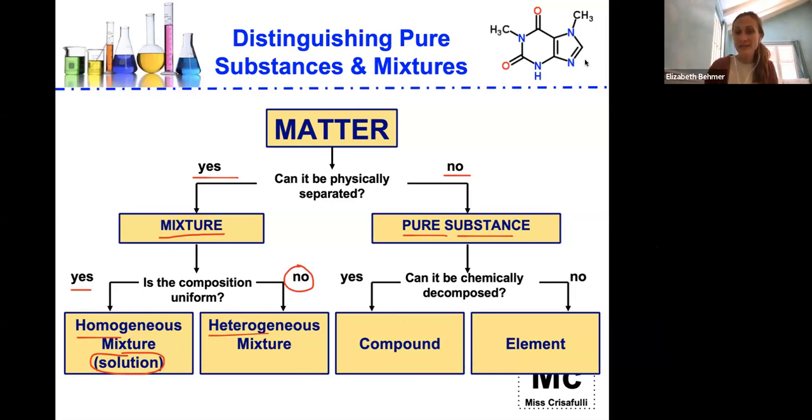A pure substance cannot be physically separated. Can it be chemically decomposed? If yes, then that's a compound. So if we have table salt, for example, if we can chemically decompose table salt, that's a compound. But if we cannot chemically decompose it, that would be an element like oxygen, hydrogen, nitrogen, sodium, or chlorine by itself.